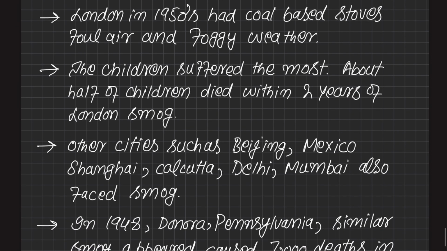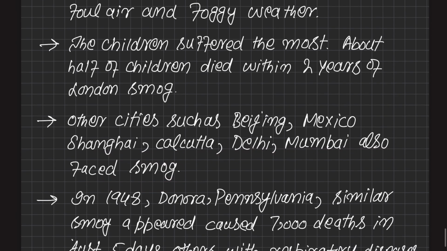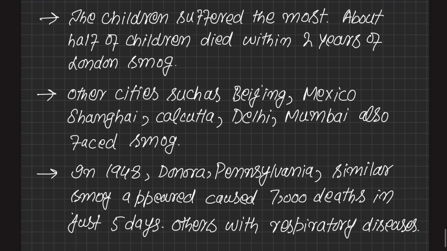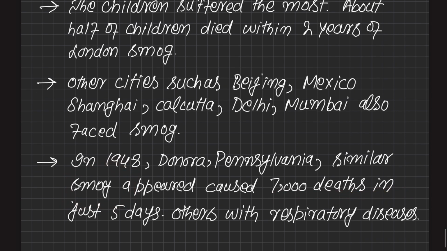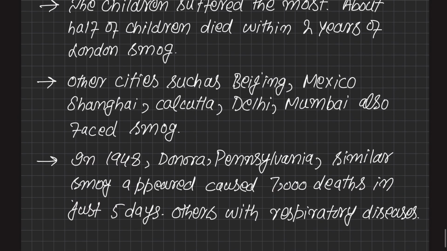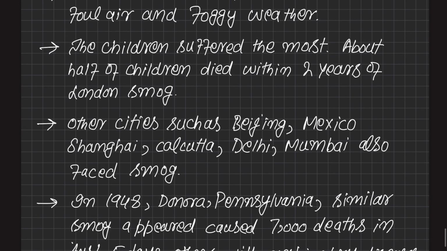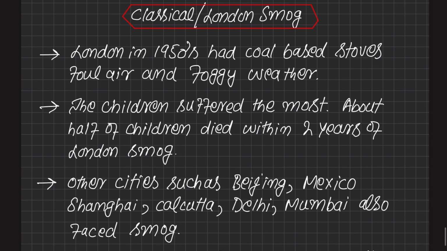Apart from London, other cities such as Beijing, Mexico City, Shanghai, Calcutta, Delhi and Mumbai were also facing smog conditions. Similarly, in 1948, Donora, Pennsylvania had a similar smog and it caused 7,000 deaths in just 5 days. So the major issue was that people were suffering from the effects of smog, and the most affected were infants and children.